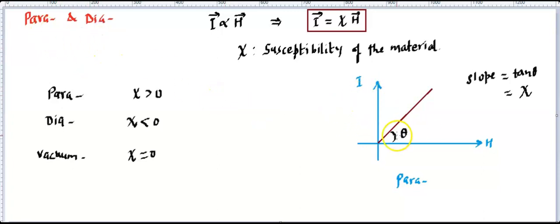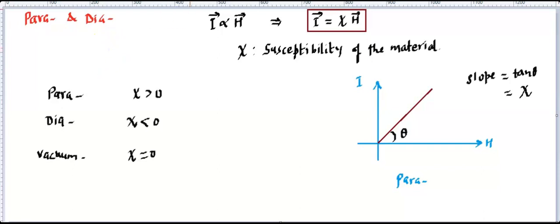So this graph is important and has been asked in examinations many times. The slope gives the magnetic susceptibility, and this also indicates that I and H are linearly dependent for the paramagnetic case. Similarly, for the diamagnetic case, the only difference is that the susceptibility is going to be negative. That means the slope will become negative, so the line will be towards the downside. So this is how magnetization is calculated for paramagnetic and diamagnetic materials.